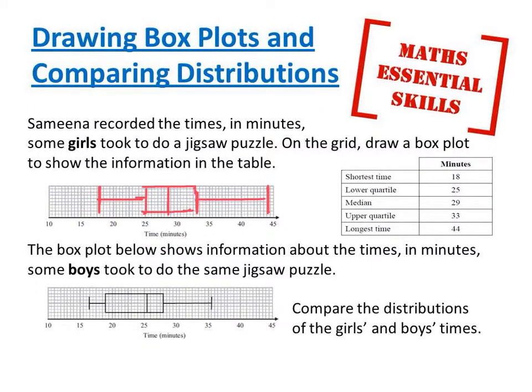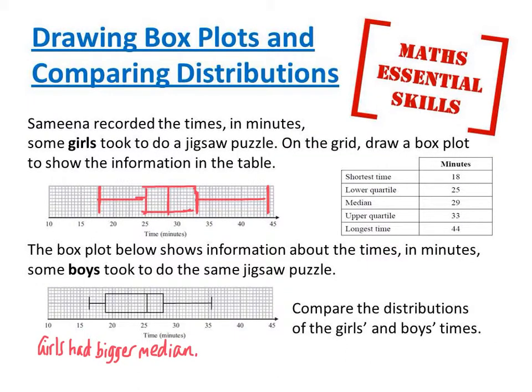Okay, now the top one is actually a box plot that shows the times that some girls took to do a jigsaw puzzle, and the bottom one shows how long the boys took to do the same jigsaw puzzle. And I'm asked down here to compare the distributions of the girls' and boys' times. To do this, I need to compare the average time and I need to compare the ranges. So let's first of all look at the average time, or the median. Well, the girls' median's up here, it was 29, and the boys' median was 25.5. So from this I can deduce that the girls had the bigger median.